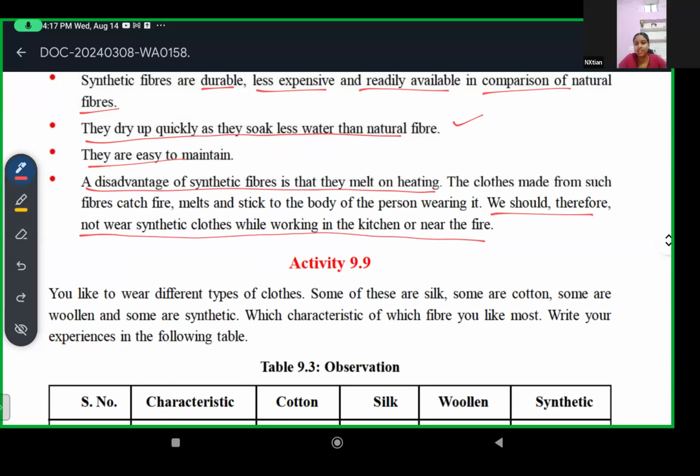That's right. And they remove it using chemicals, because it actually gets so stuck to your skin if it's burned. Your skin is burned, and the fiber is stuck to it. So it's highly advised that you do not go to the kitchen wearing synthetic clothes, and you do not sit near the campfire wearing synthetic clothes.